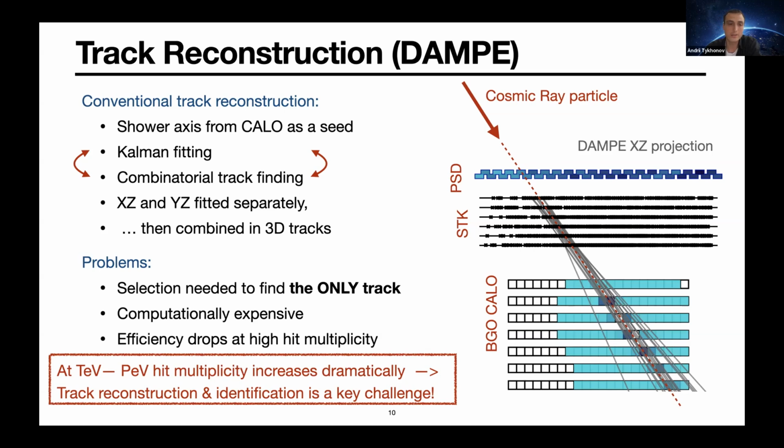Second, this algorithm is also computationally expensive because we do a lot of combinatorics here. And finally, it's not efficient at the highest energies because when the hit multiplicity is very high, the efficiency of this algorithm drops, as you will see. So tracking becomes really a challenge as you move towards PeV scale energies.